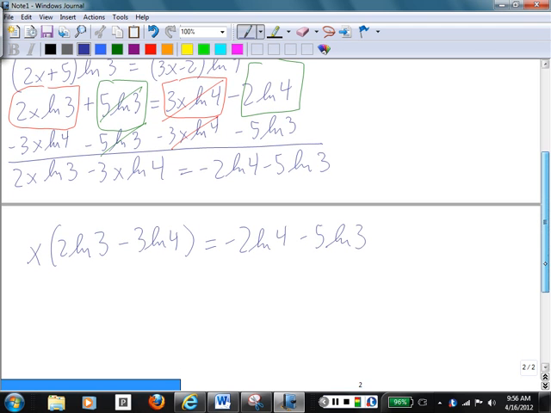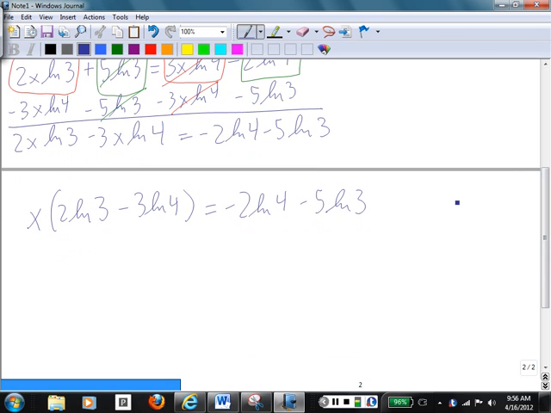Now, it looks way more complicated than an equation like 10x equals 25. Doesn't our equation look way more complicated than this equation? But really, that's kind of what it is. This is a number times x equals a number. And here, this is a number times x equals a number. So all we have to do, like here we would divide both sides by 10, is divide both sides by the coefficient of x, which is 2 natural log of 3 minus 3 natural log of 4. So that's kind of messy there. I'll redo that. But let's divide both sides.